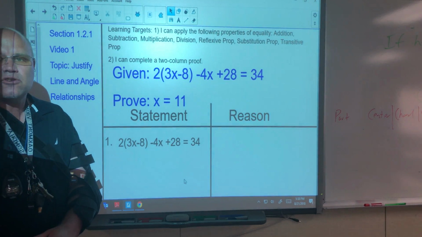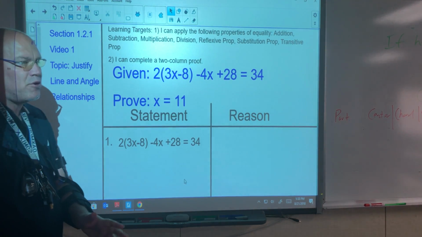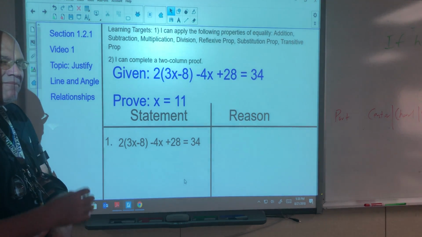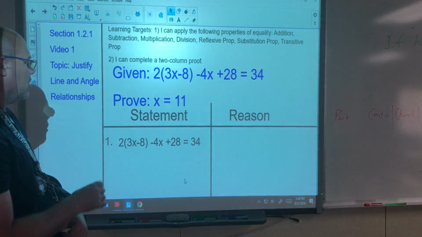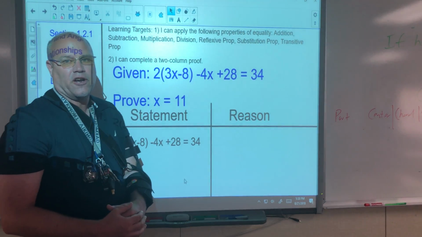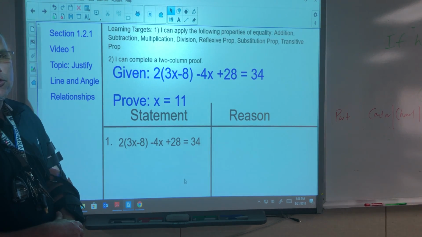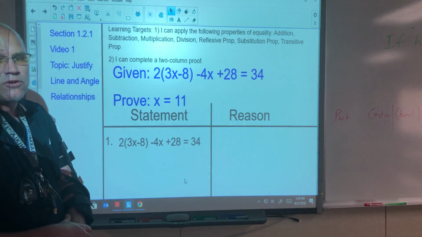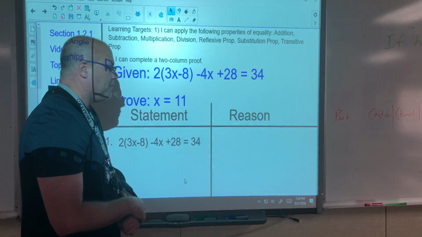Now, we expose you to a number of different ways to do proofs in this chapter, in this topic. But the one that I really want you to come away with is being able to do the 2-column proof. It's the industry standard. If we're going to see a proof on the testing your junior year, it's most likely going to be a 2-column proof. So I want you to get real comfortable with this style.